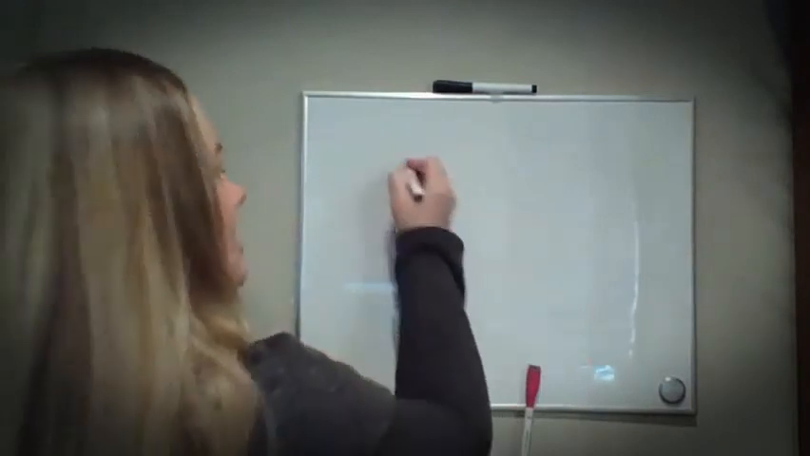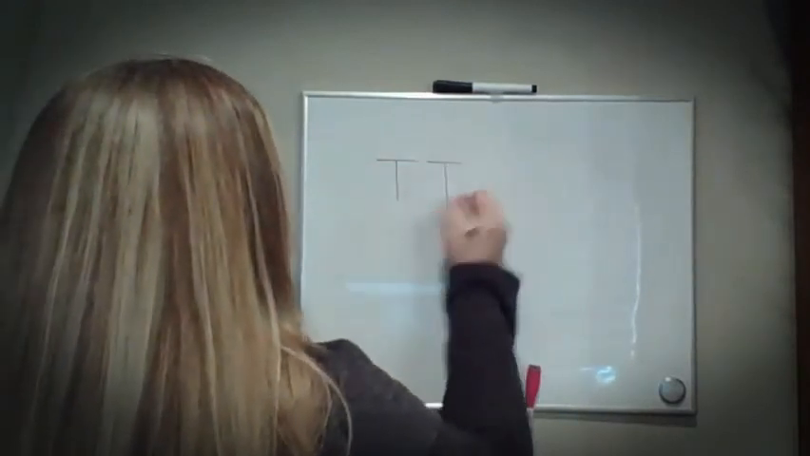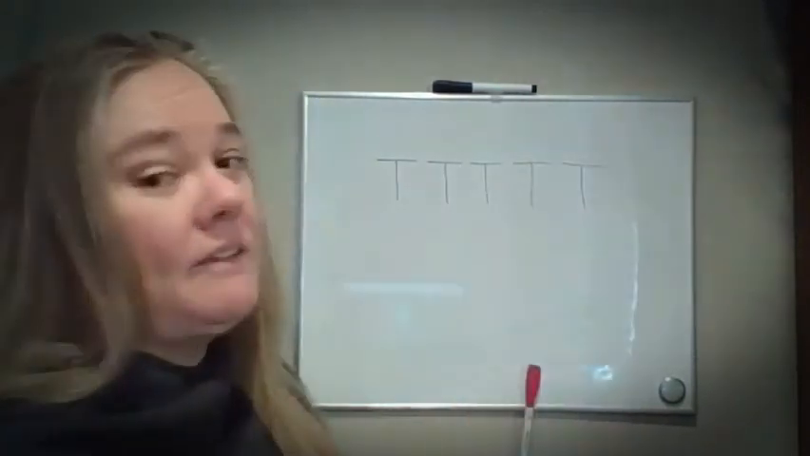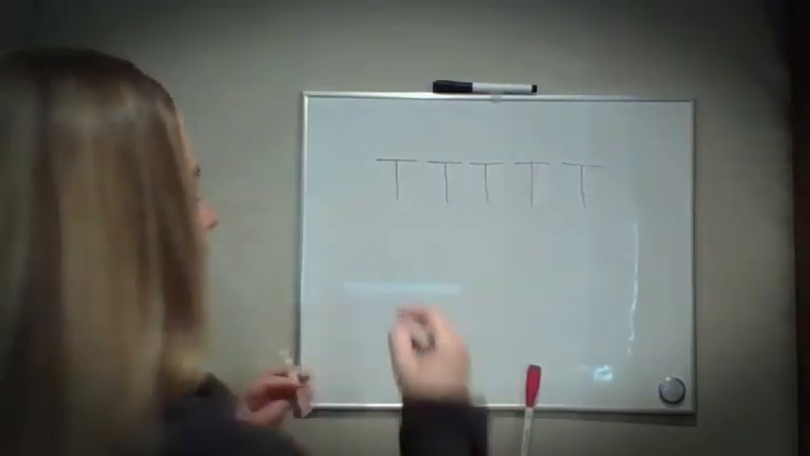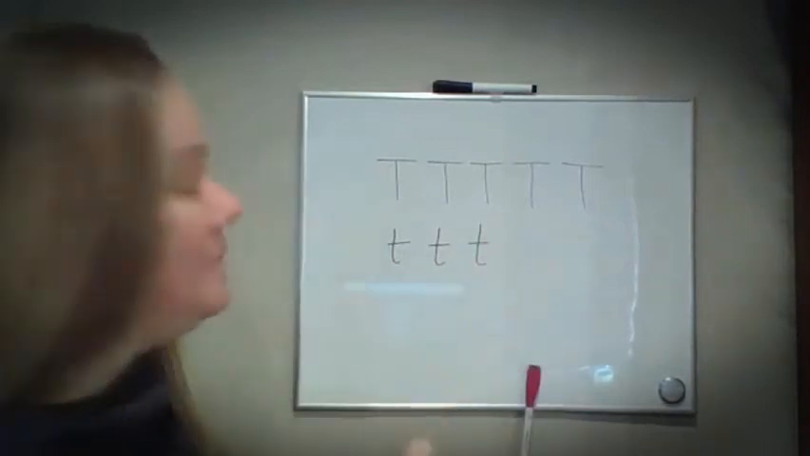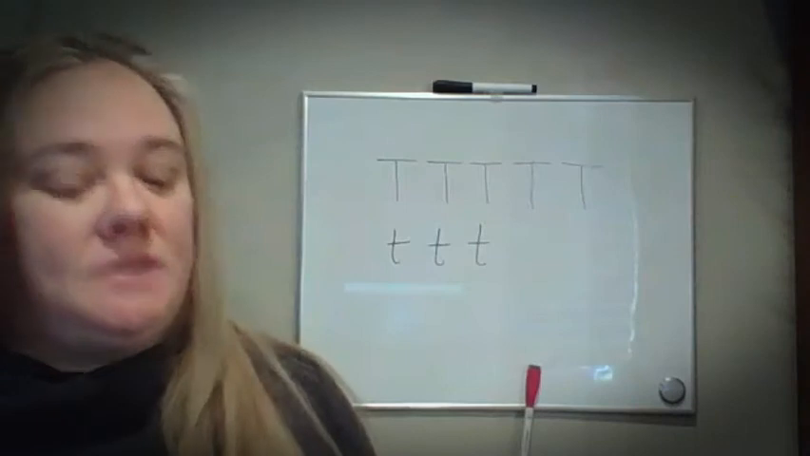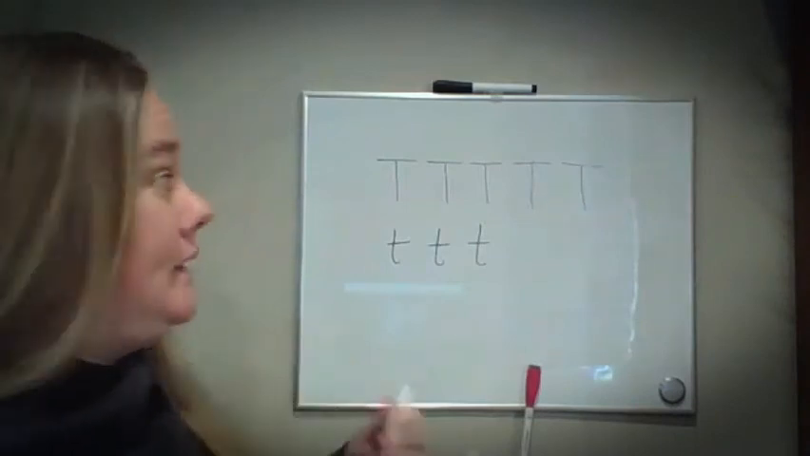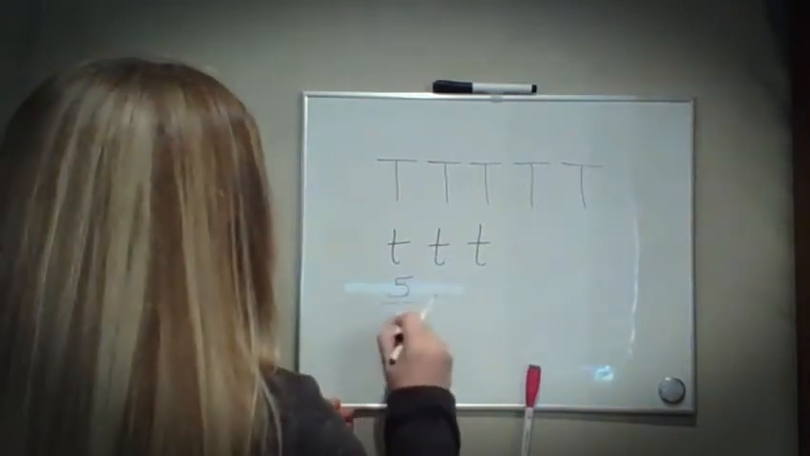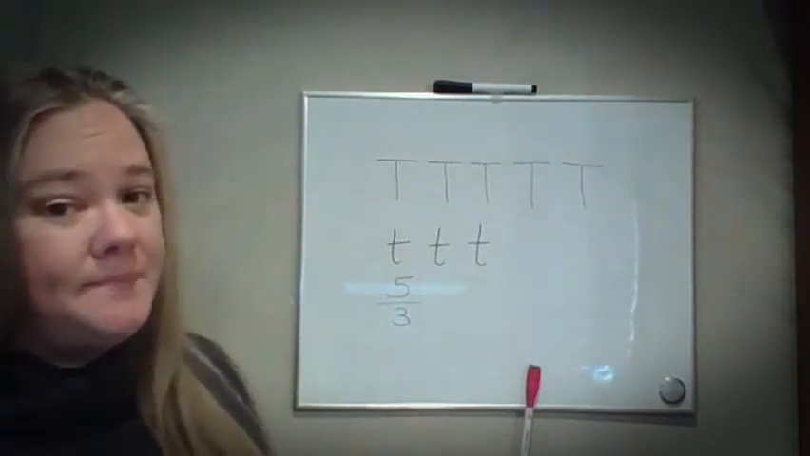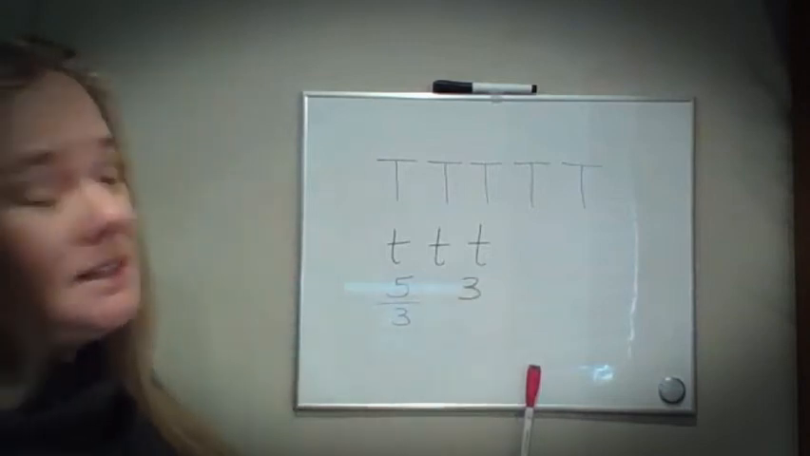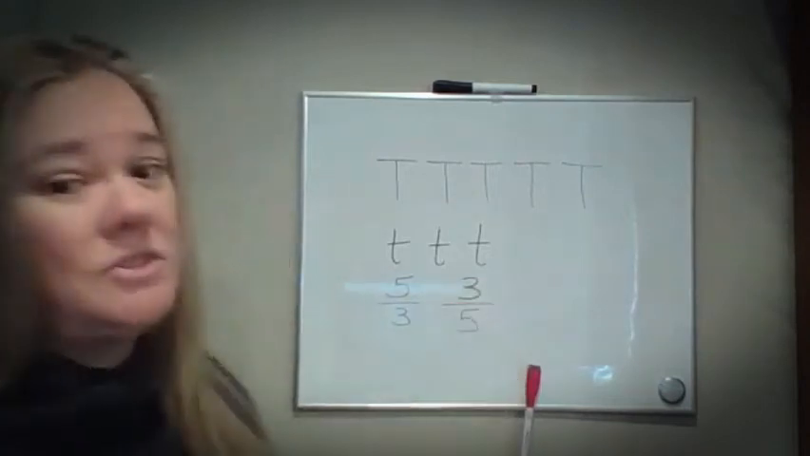So I have 5 trumpets. 1, 2, 3, 4, 5. And I have 3 trombones. And I'm going to use a lowercase t for this as well. 1, 2, 3. So in my statement here, I can do this a couple different ways. I can say for 5 trumpets, I have 3 trombones. I can also say for 3 trombones, I have 5 trumpets.